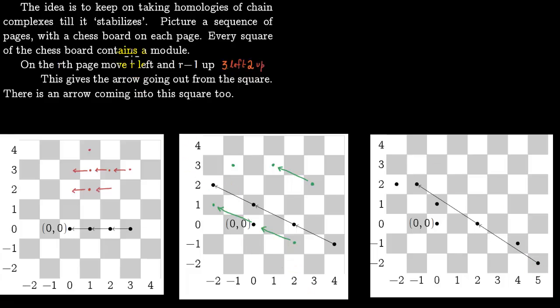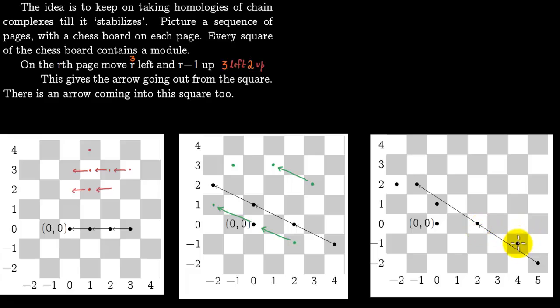So page 3: 3 left and 3 minus 1, 2 up. Again, look at this module here. You go 3 left, 1, 2, 3 left, and 2 up, 1 and 2. Similarly, what is the arrow coming in here? It has to come from here, because from here, if you go 3 left, 1, 2, 3, and then 2 up, 1 and 2, you reach here.